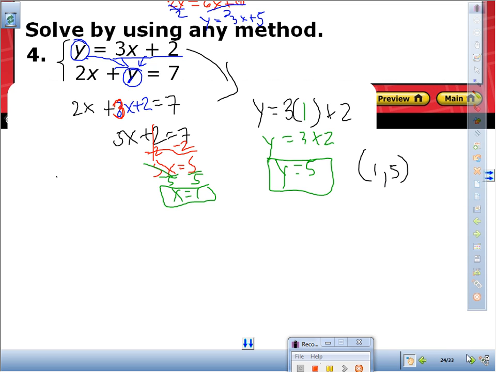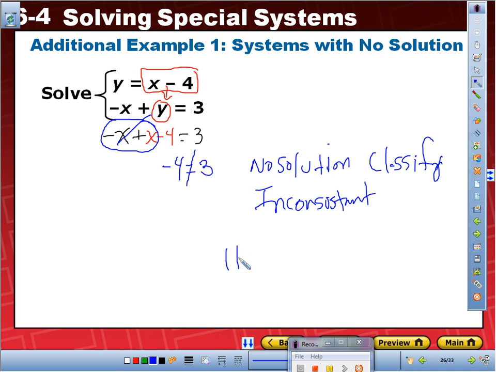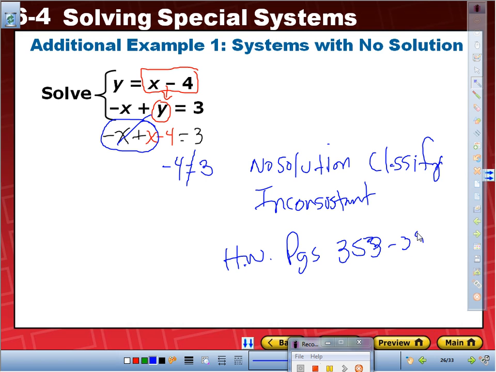Okay. For homework, the only thing I'm going to ask you to do is read the last portion of the special systems, and look into it, because there's one more special system. That's all you're going to look at. And then your homework is on pages 353, 354, 1 through 21 odd.